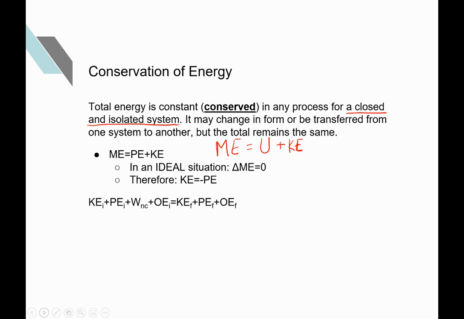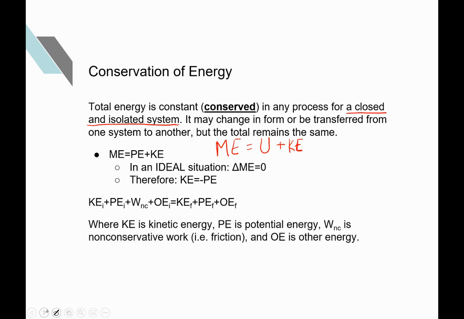And so we get an equation just like this, where we have kinetic energy initial plus potential energy initial, plus then there's a new idea there, the WNC. What that stands for is work done by non-conservative forces. For example, friction, heat, sound: those are all the different things where energy can be lost to different types of energy, that non-conservative work. And then OE is just any other energy.